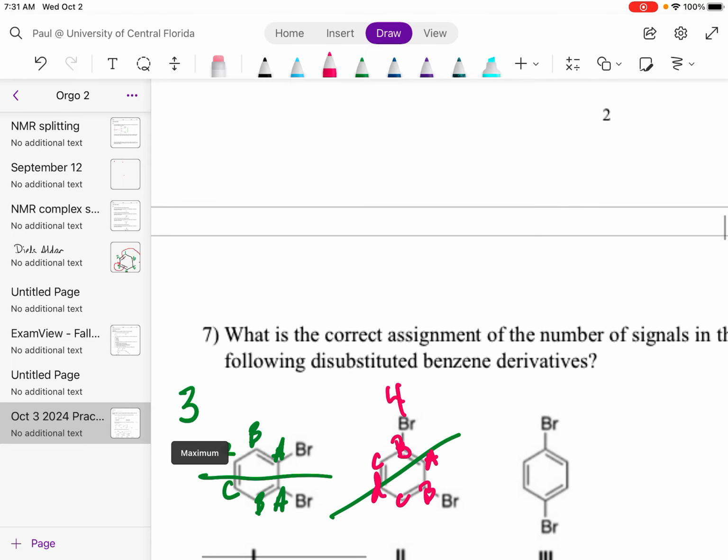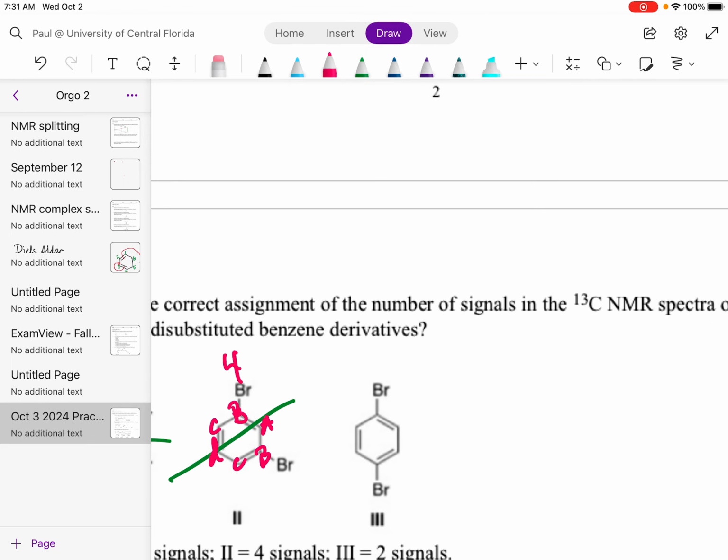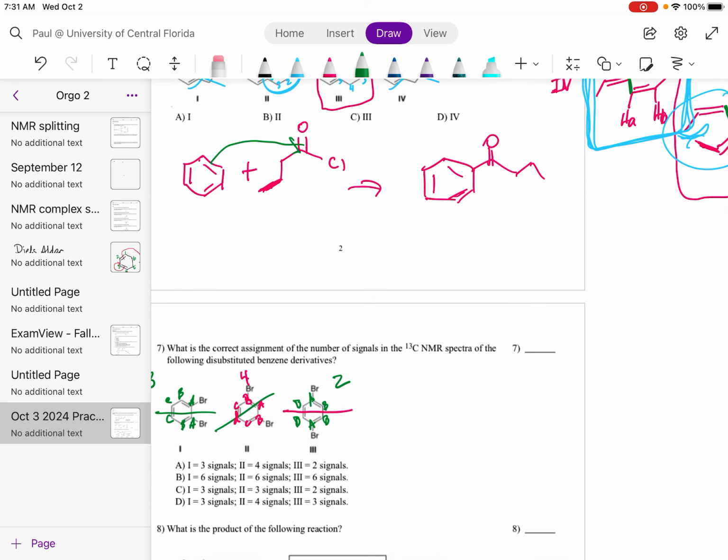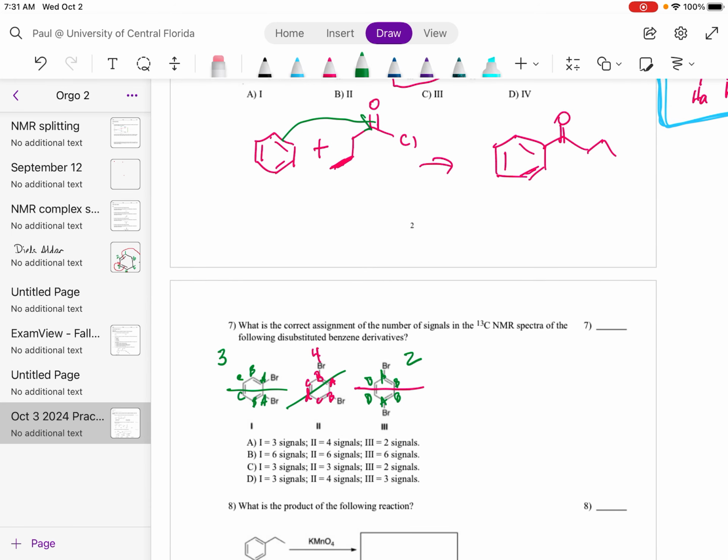What are we asking? What is the correct assignment? Okay. And then here again, we have another plane of symmetry. So we could say, hey, that's A, B, B, and B, and B. Because there's symmetry arguments there. So there's only 2 signals. Now we go to the answer choices and see what happens there. 3, 4, 2. That matches A.